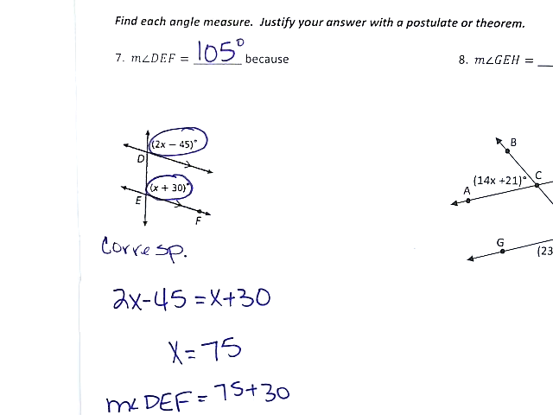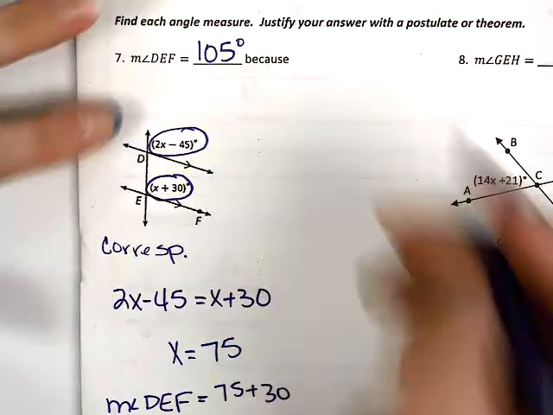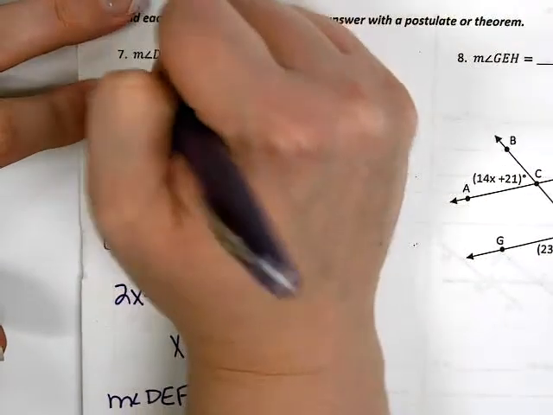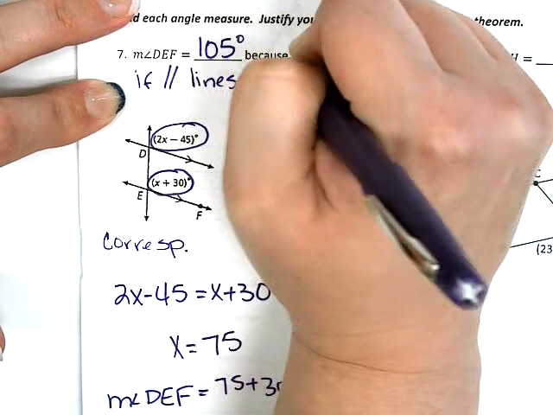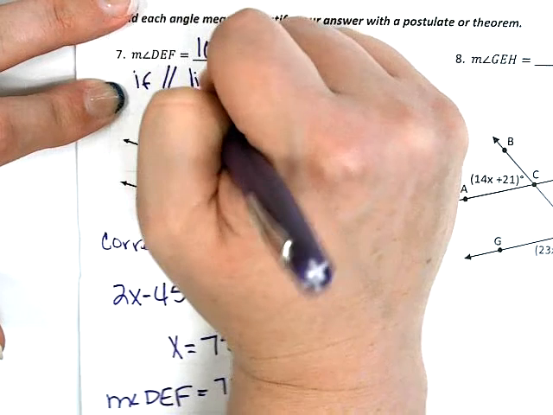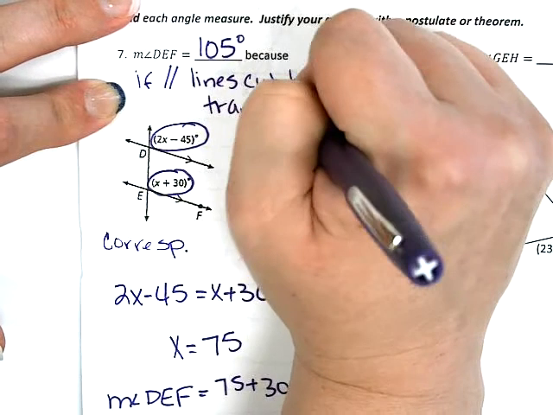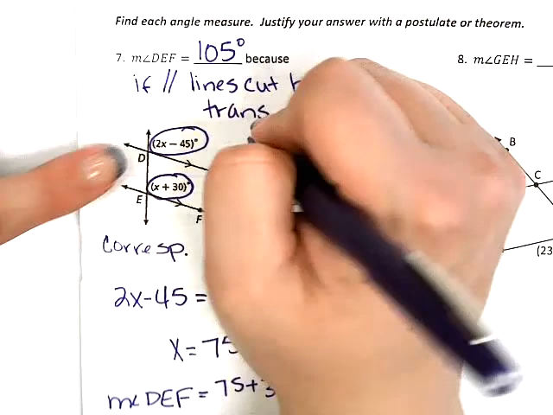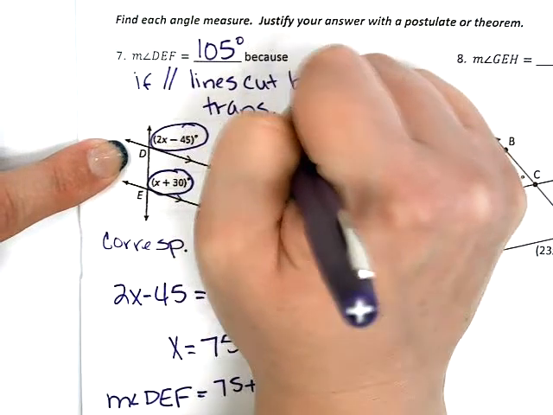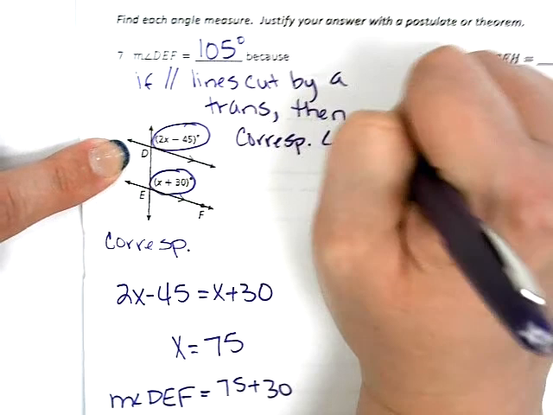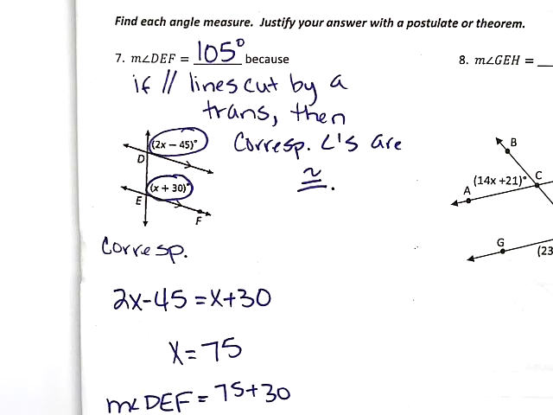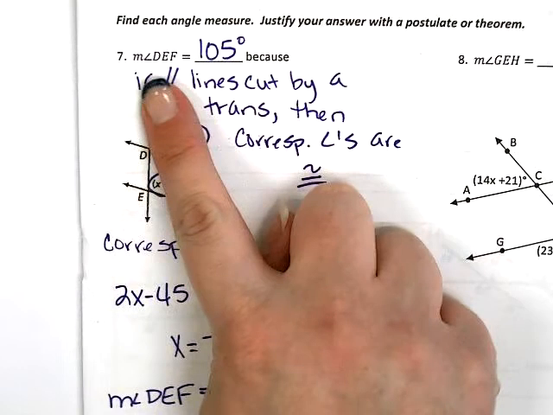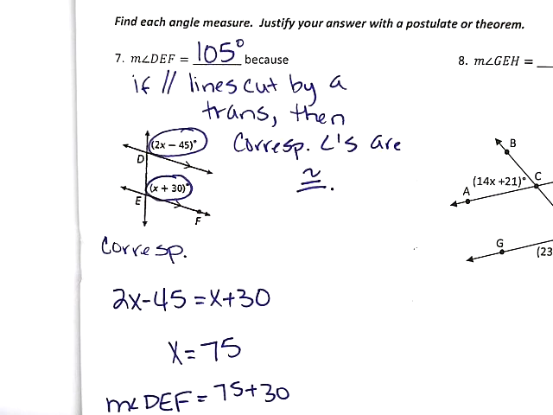But again, we need our justification. So in this section, it's always going to start with: if parallel lines are cut by a transversal, then what kind of angles did we have? We had corresponding angles. So corresponding angles are congruent. If parallel lines are cut by a transversal, then corresponding angles are congruent. That's why we're able to say that the measure of angle DEF is 105 degrees.